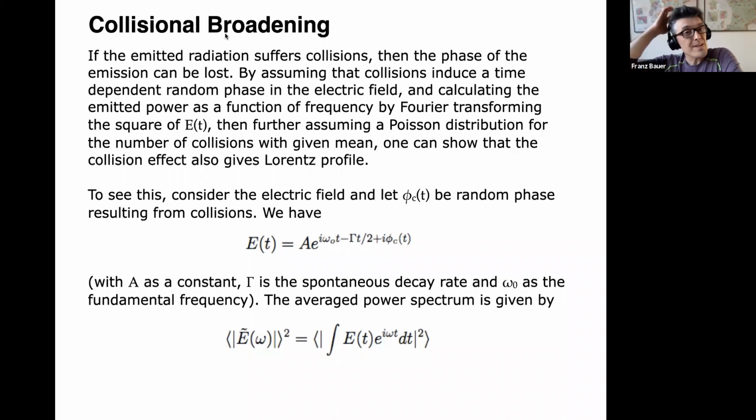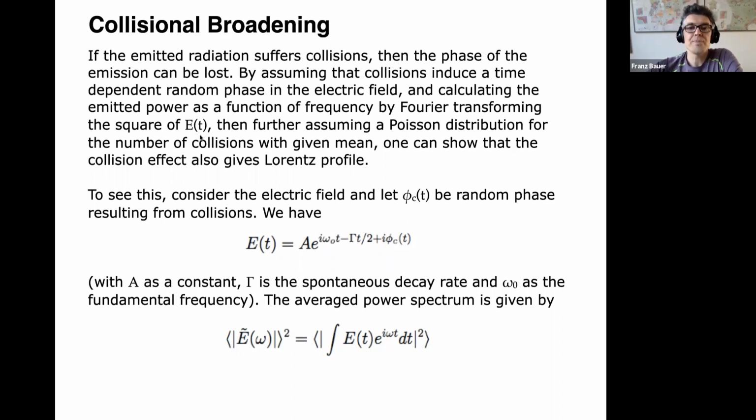The other thing we can talk about is collisional broadening. Collisional broadening happens when the emission of radiation suffers collisions, so the phase of the emission ends up being lost. The collisions will induce a time-dependent random phase in the electric field, and you can estimate the power emitted as a function of frequency by doing a Fourier transform of this time-dependent E field.